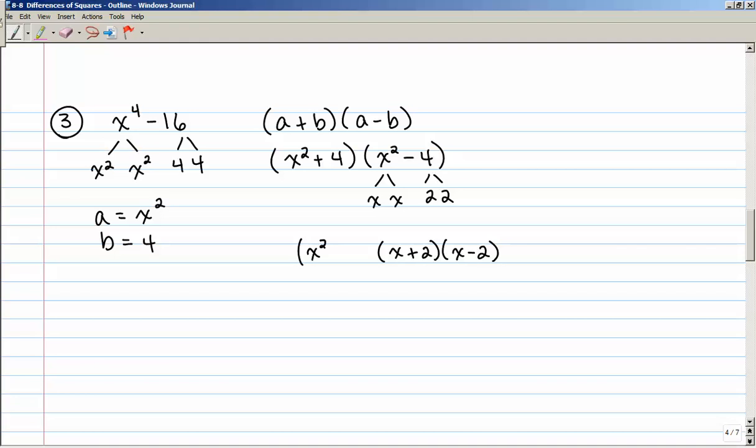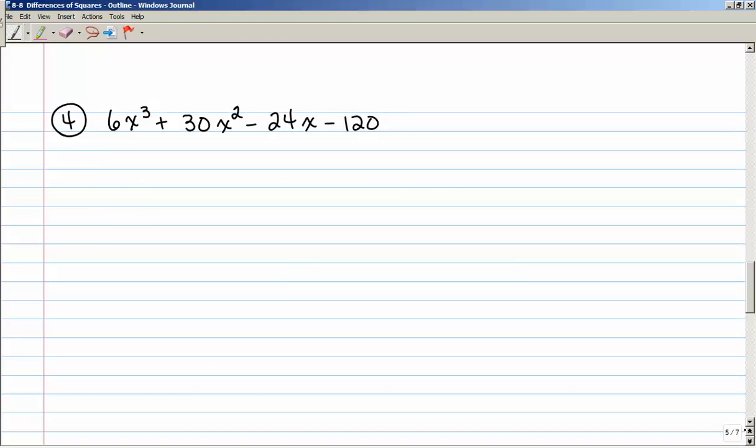That cannot be factored. So my final answer is x squared plus 4 times x plus 2 times x minus 2. And actually, for these three factors, the order doesn't matter. You could put them in any order. Doesn't matter if the x squared comes first, I'm sorry, the x minus 2 or the x plus 2 comes first.